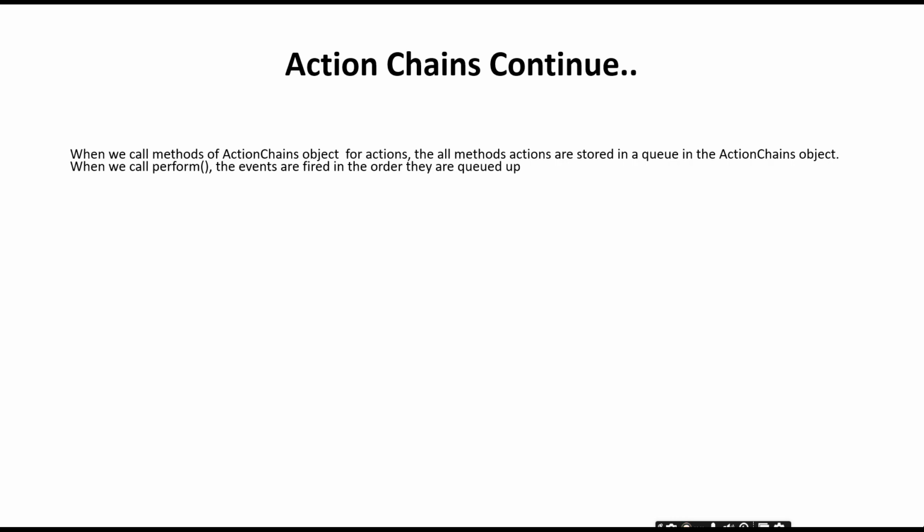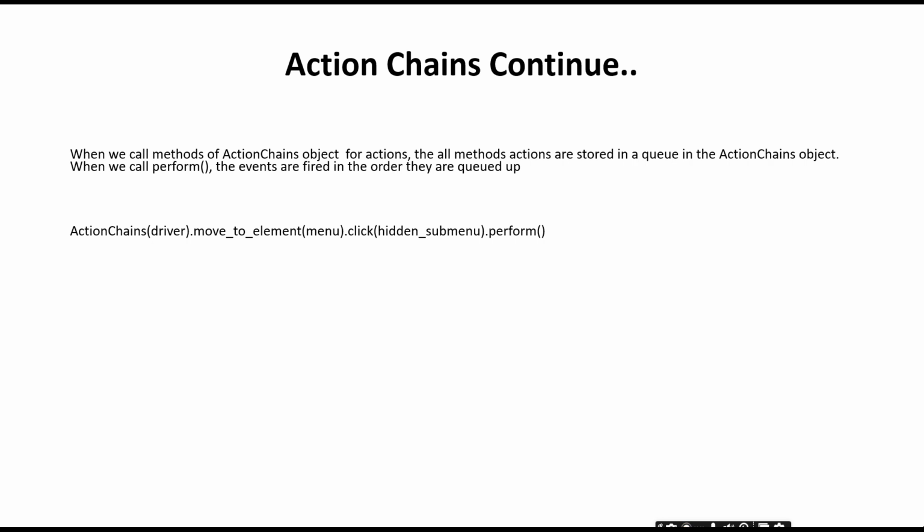So in action chains we have multiple methods. All the methods we can call in any particular sequence, right? Then all the method actions are stored in a queue, and when we call the perform method, all the events are fired in the same order they were queued.